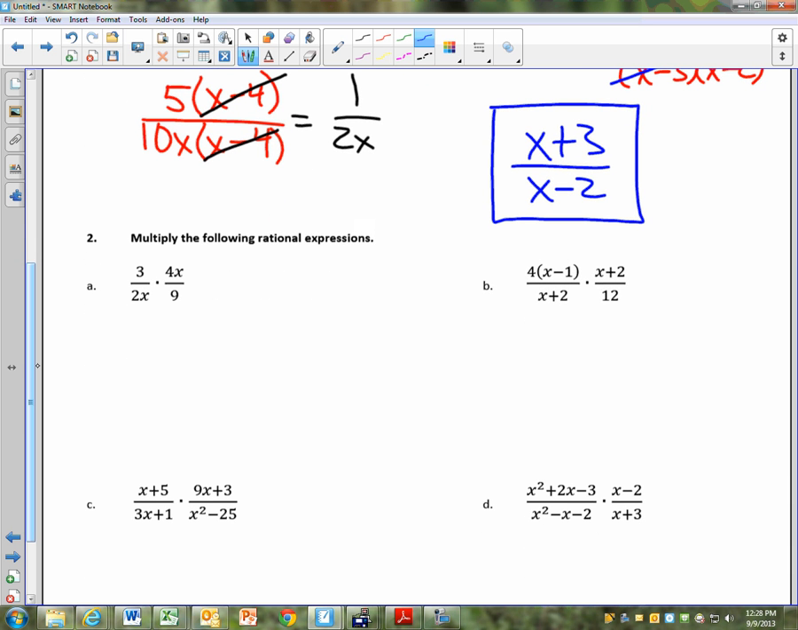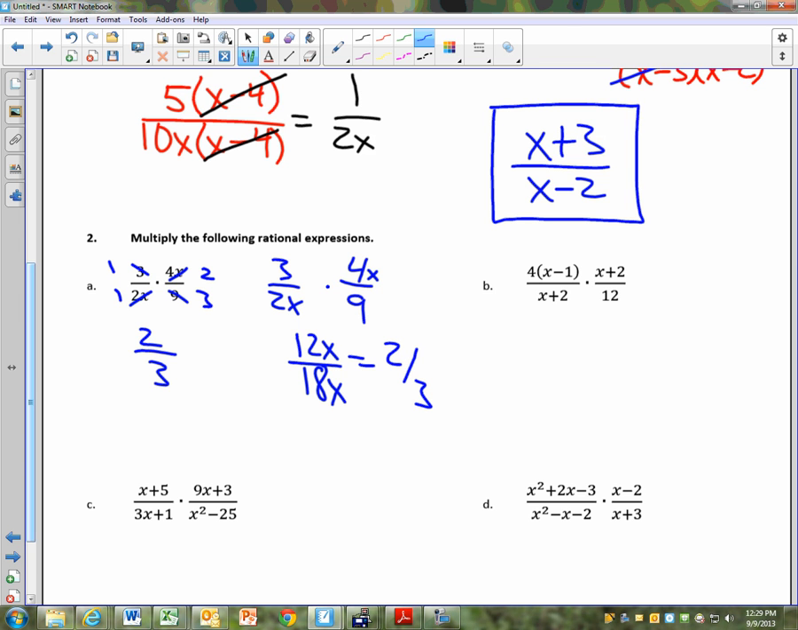Does anything change if you're multiplying? No. Some people like to do it this way. Some people like to say, oh, I'll write it twice. So some people like to go 3 over 9 is 1 over 3, and 4x over 2x is 2 over 1. They take their 1 times 2 is 2, and their 1 times 3 is 3. If you want to do it that way, that's fine. I had other people last hour, they were saying they want to do the 3 times the 4x to get 12x, the 2x times 9 to get 18x, and then they wanted to reduce it. It doesn't matter. I don't care which way you do. It doesn't matter to me at all.